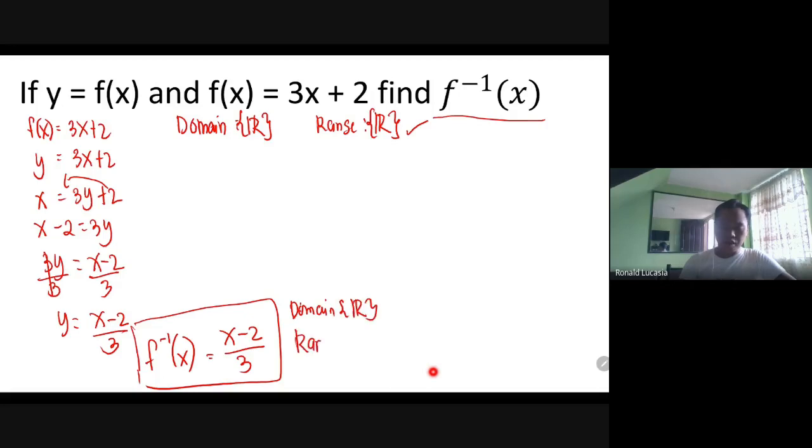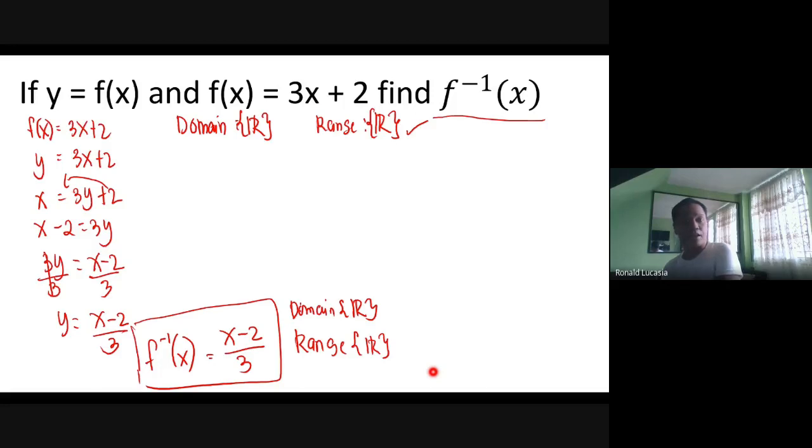While the range here is the domain of the original function. That is why they are inverses. The domain of the original function becomes the range of the inverse, and the domain of the inverse becomes the range of the original function.